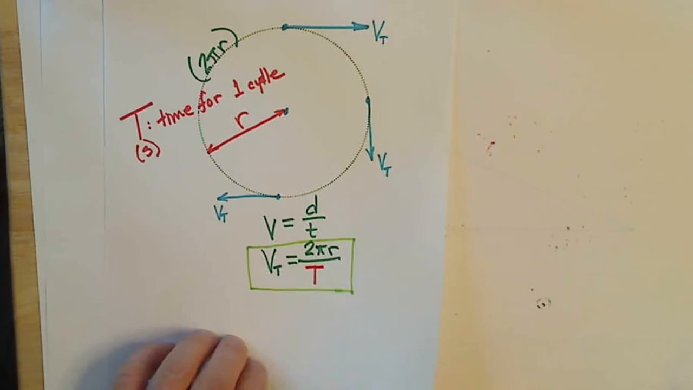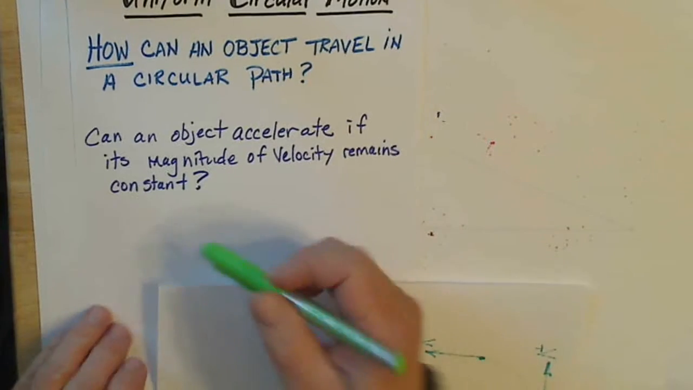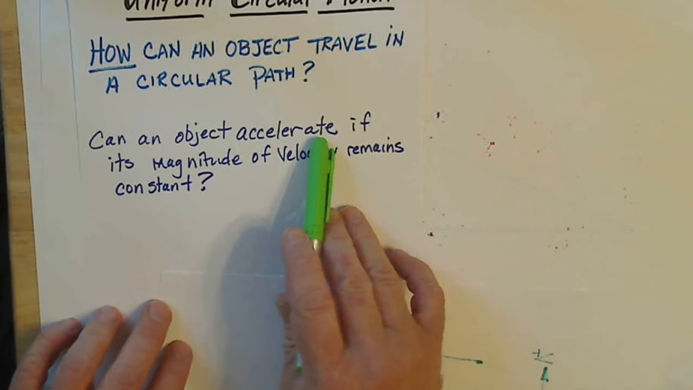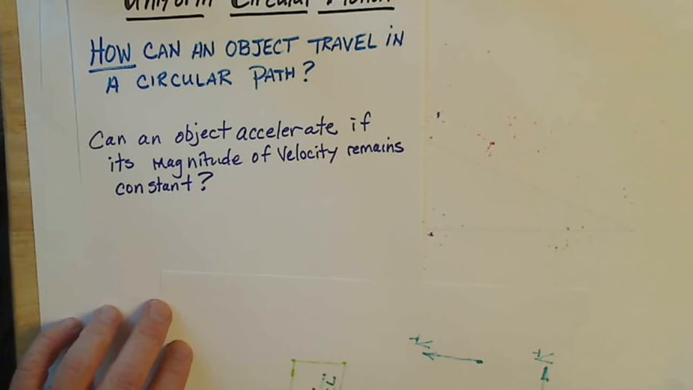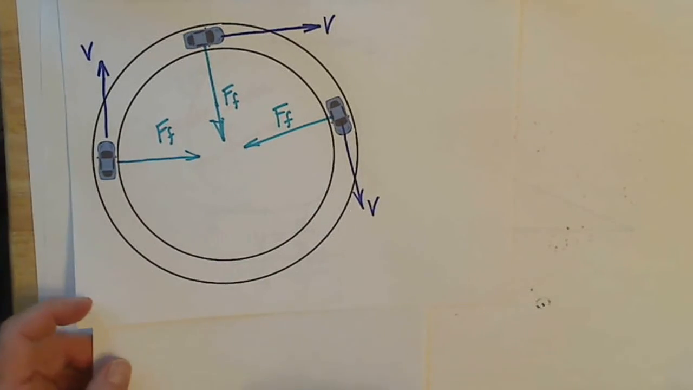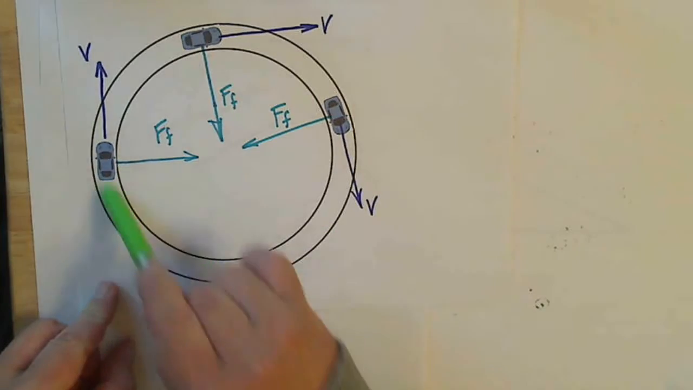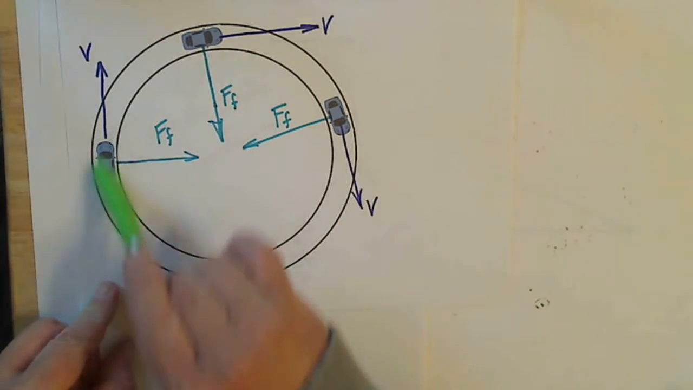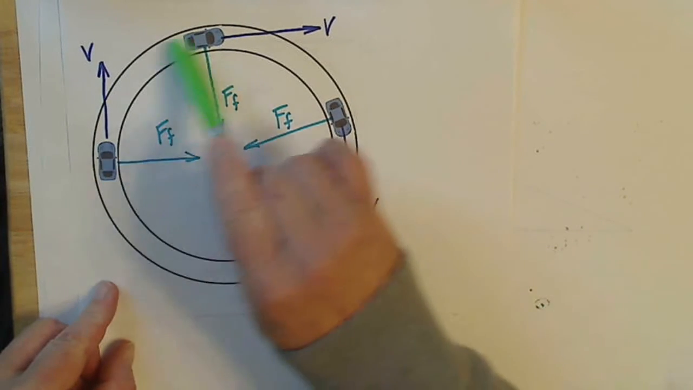Alright, now we need to go to a second question. The second question here about uniform circular motion is, can an object accelerate if its magnitude of velocity remains constant? Say what? What that means is, let's say you were going around in your car here. You're driving around the circle, and on the speedometer it said 30 miles per hour. You just kept on going around and around circles at 30 miles per hour. Are you going at a constant velocity, or are you accelerating?